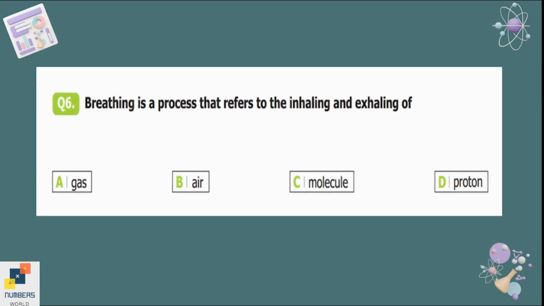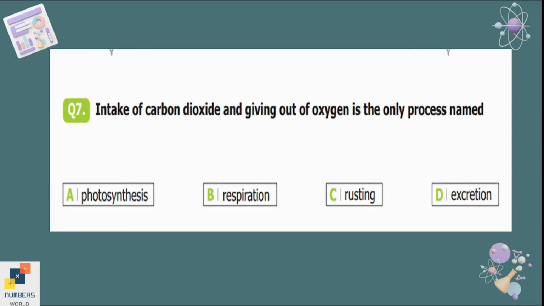Question number 6. Breathing is a process that refers to the inhaling and exhaling of option A gas, B air, C molecule, D proton. So breathing is a process in which we inhale and exhale air. Question number 7. Intake of carbon dioxide and giving out of oxygen is the process named photosynthesis, respiration, rusting, or excretion. So here we know that plants use carbon dioxide and they provide us with oxygen. So this process is photosynthesis, in which the plants make their food as well.